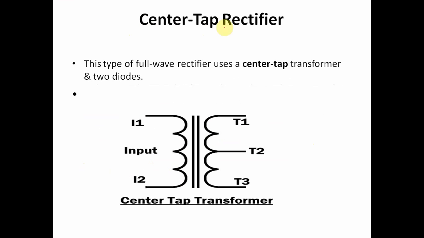Now, what is the meaning of center tap rectifier? This is the connection of the center tap. This one is the center tap rectifier. The input is applied to the input side, but the output is taken across the secondary side, and in the secondary side there is a common terminal at the center. So there are two parts present. The output is taken positive with respect to this reference and negative with respect to this reference.